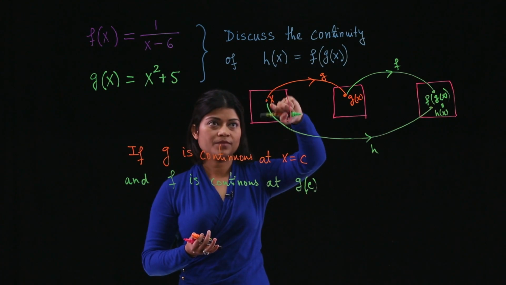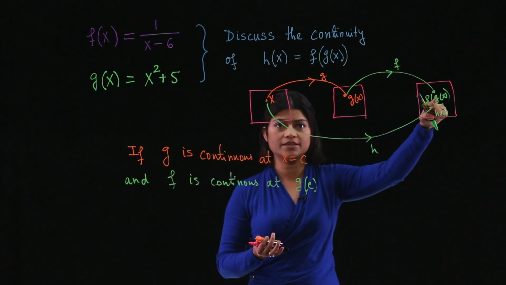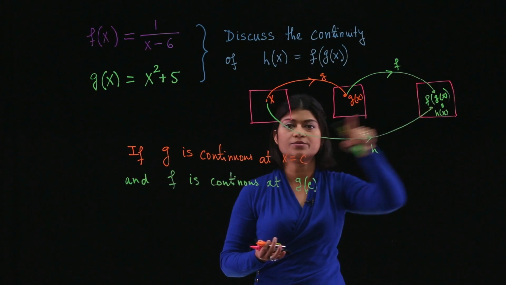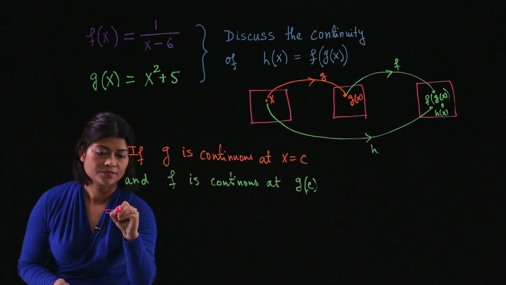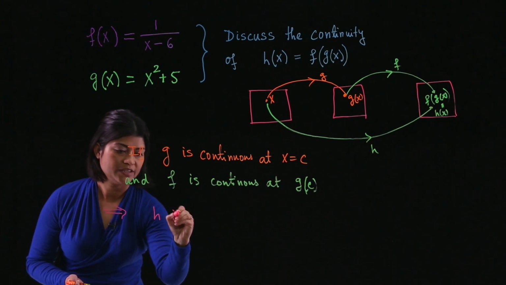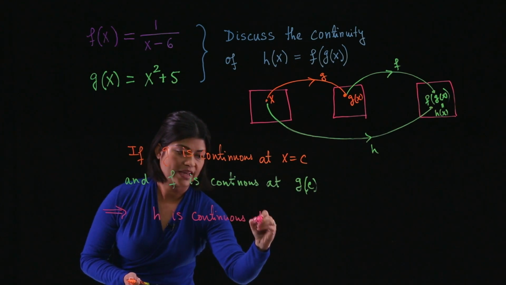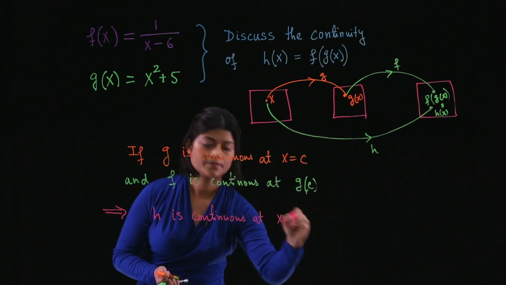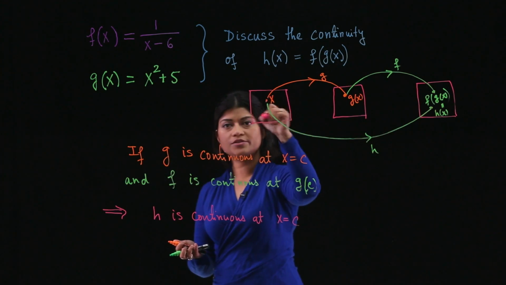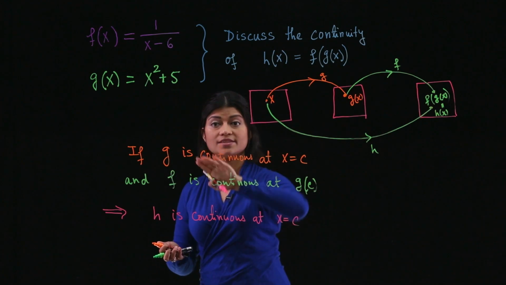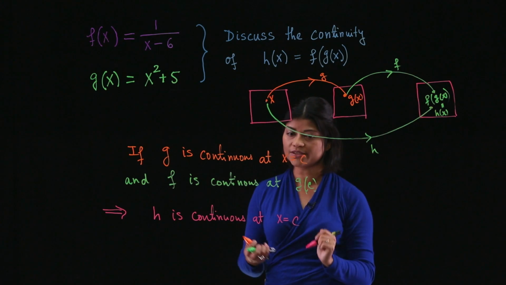One more time. At c, g is continuous. Then at g of c, f is continuous. Then h will be continuous at that c. This will imply that h is continuous at that same x equals c. So this is the picture. We have to find all those x values where g is continuous such that f will be continuous at g of c. Then h is continuous.